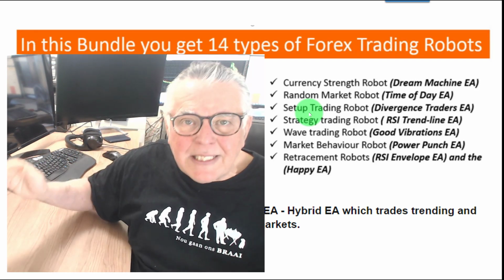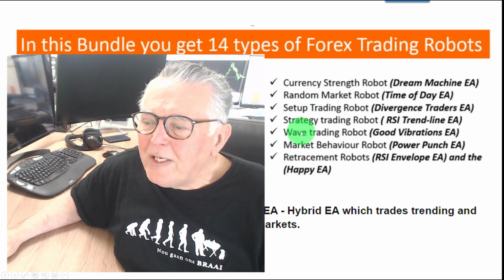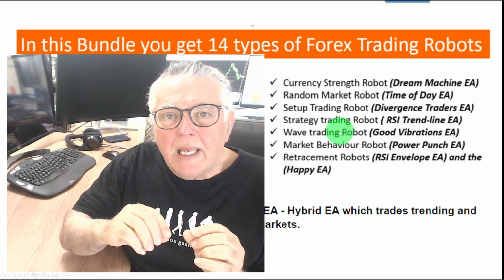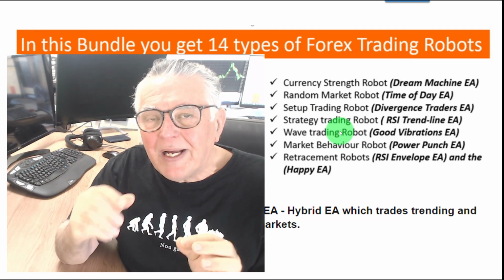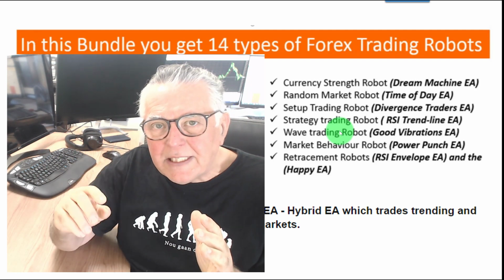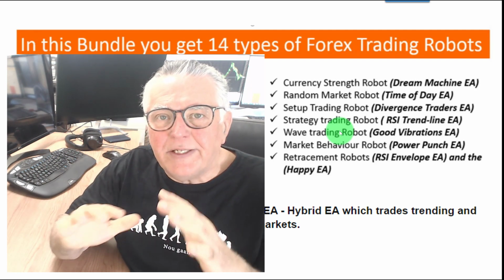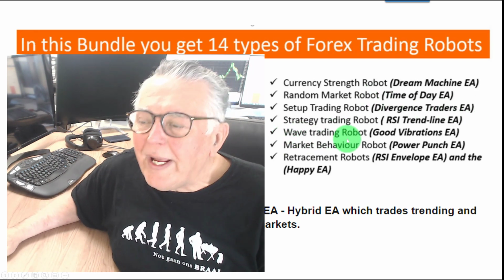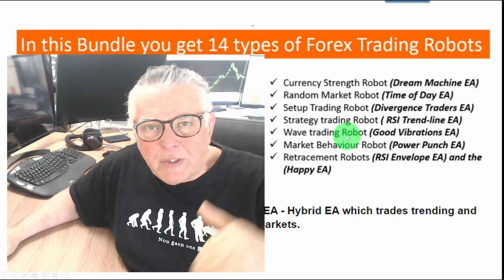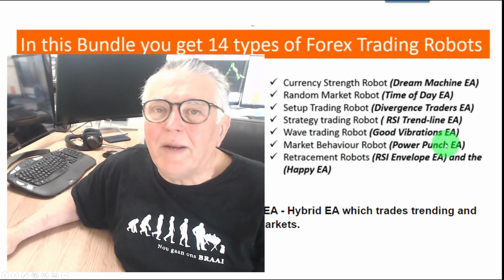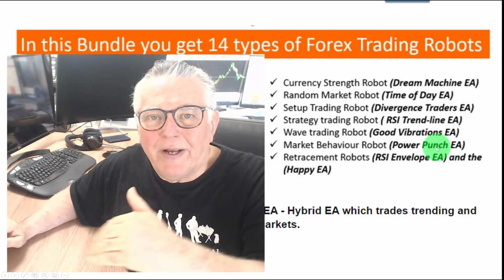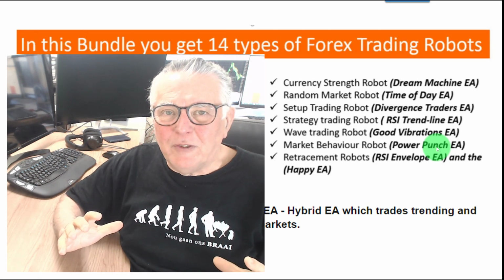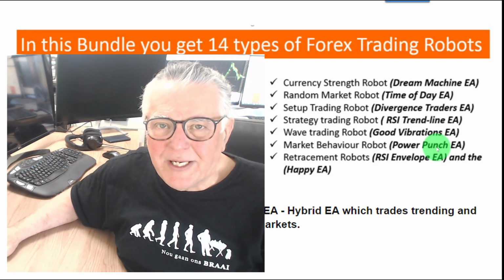So that's another type of robot that you can get. And then you have a strategy trading robot, where you take a strategy like the RSI trend line violation, a strategy that gets traded, and it automates that strategy and trades it for you. So pretty good. And then you have the wave trading robot that again trades the waves in the market, the good vibrations. Vibrations are basically waves in the market, and this EA will trade those waves, and that's why we call them wave trading robots.